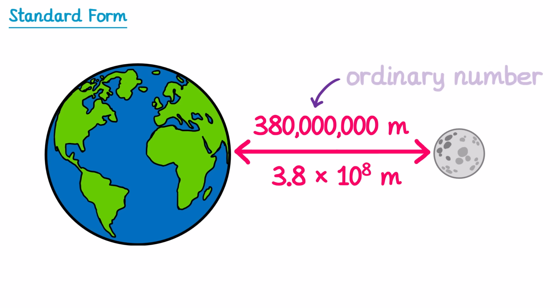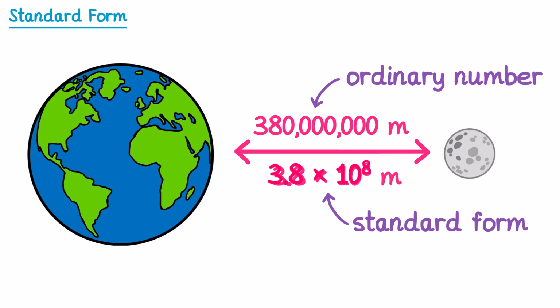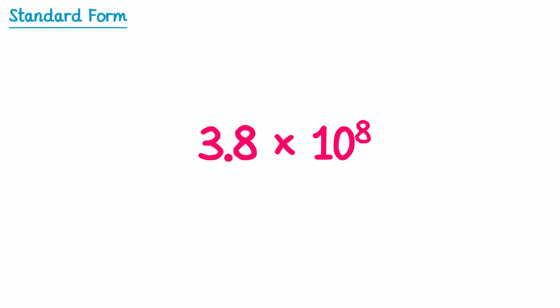The number on the top here is known as an ordinary number, whereas the number on the bottom is written in standard form, and that's the topic for this video. Let's take a closer look at this number in standard form. There are two parts to a number written in standard form.